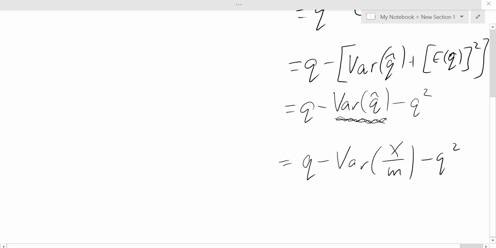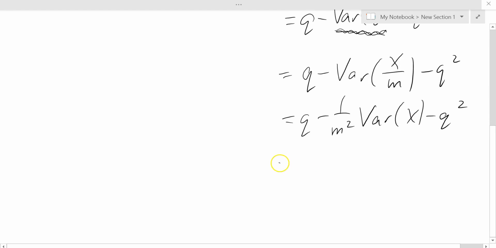So I want to simplify that. What can I do with the M? Take it out and make it squared. Good. And then what kind of random variable is X again? Binomial. So what's its variance?